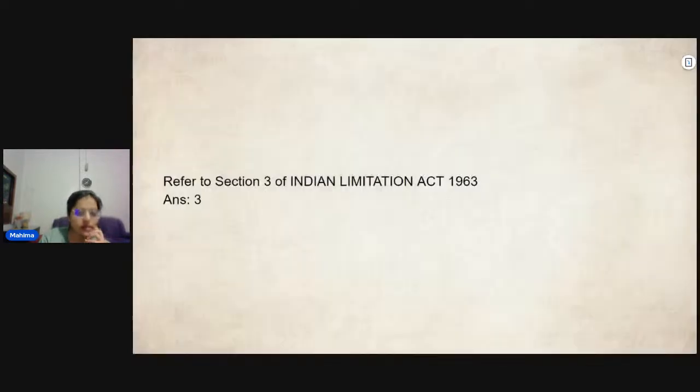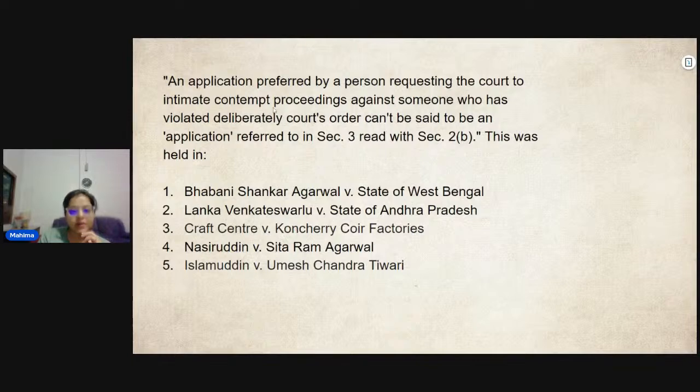Okay? Yes. An application preferred by a person requesting the court to initiate contempt proceedings against someone who has deliberately violated the court's order can't be said to be an application referred to in section 3, read with section 2(b). This was held in Banabani Shankar Agrawal versus State of West Bengal, Lanka Venkateshwaralu versus State of Andhra Pradesh, Craft Center versus Concherry Coir Factories, Nasiruddin versus Sitaram Agrawal, Islamuddin versus Umesh Chandra Tiwari.